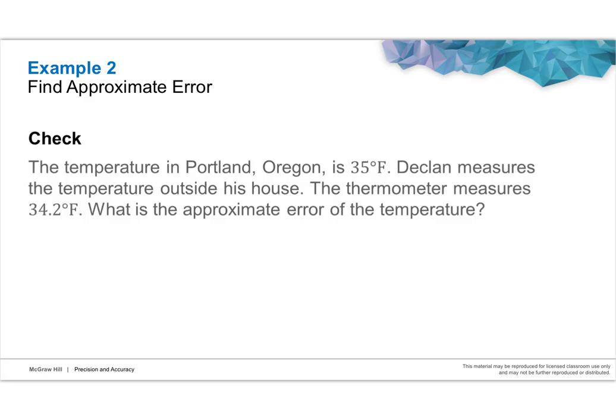In our check for example two, we're asked to find the approximate error. We're told the temperature in Portland, Oregon is 35 degrees Fahrenheit. Declan measures the temperature outside his house and the thermometer measures 34.2 degrees Fahrenheit. What is the approximate error of the temperature? Take a pause on this video and see if you can figure this out.